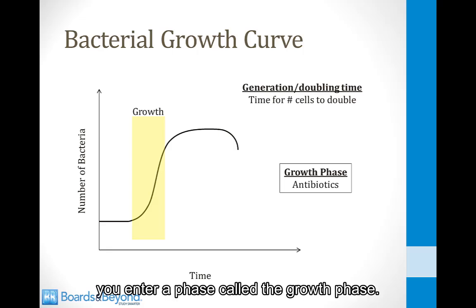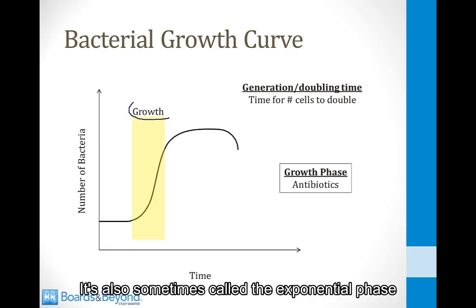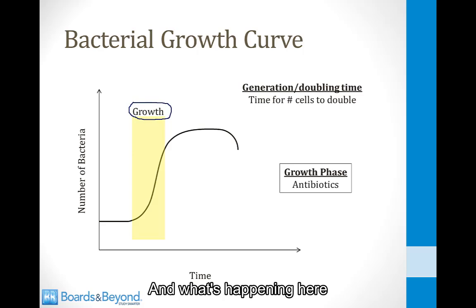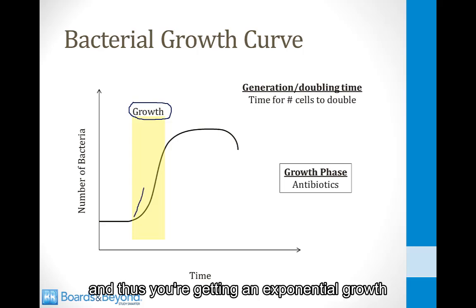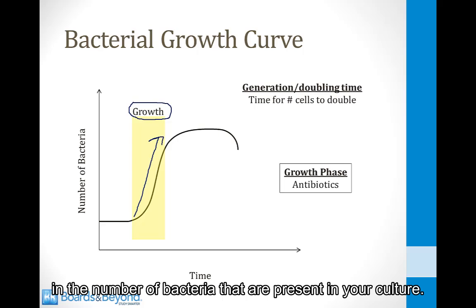After the lag phase, you enter a phase called the growth phase. It's also sometimes called the exponential phase or the log phase. And what's happening here is now the bacteria have started to grow. So one bacteria is becoming two are becoming four, and thus you're getting an exponential growth in the number of bacteria that are present in your culture.